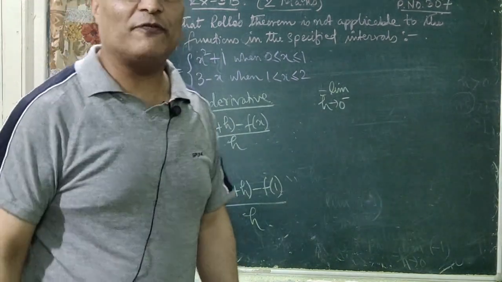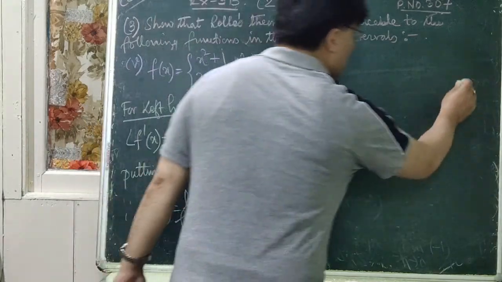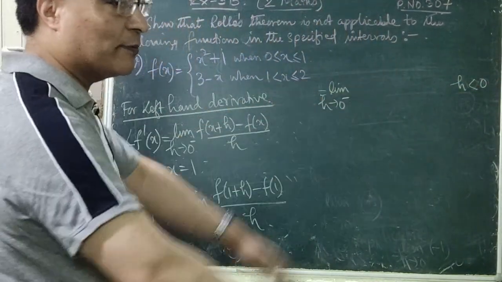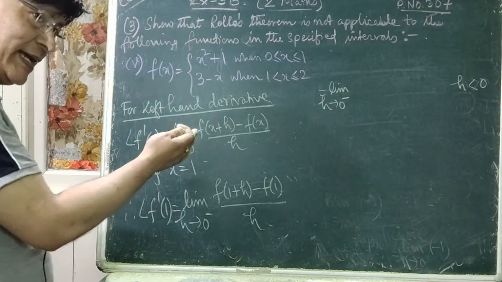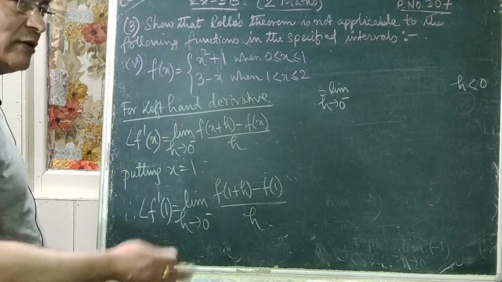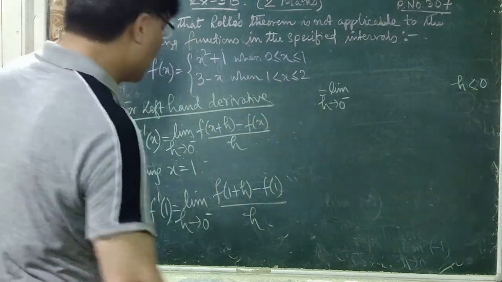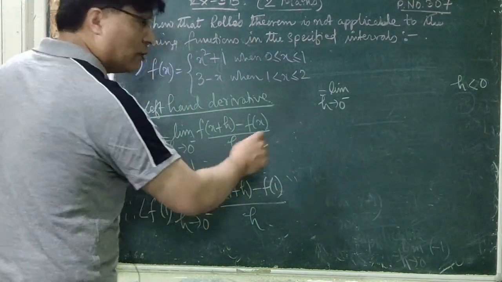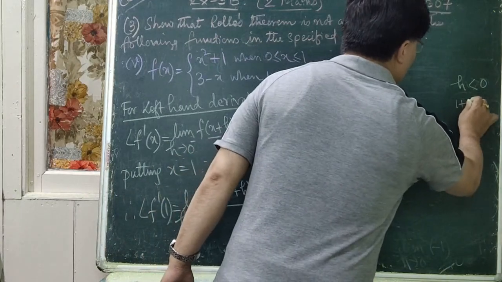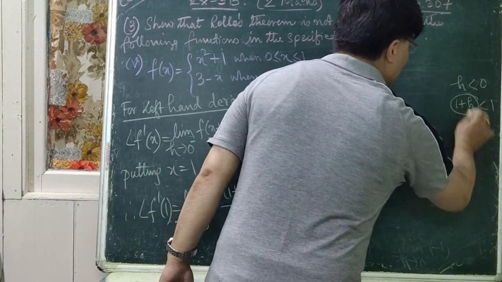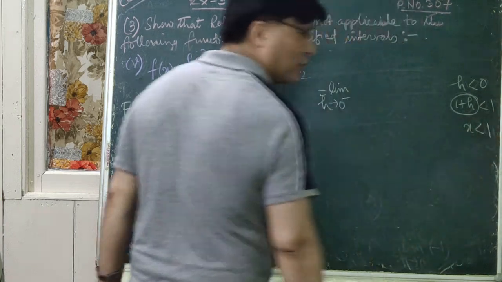So what is the meaning of h tends to 0 minus? H less than 0, because h is approaching towards 0 from the left hand side, and on the left of h is equal to 0, all the values of h are less than 0, so we have to write h less than 0. Now add 1 on both the sides, 1 plus h less than 1, right? So for this 1 plus h we can take it as x less than 1.